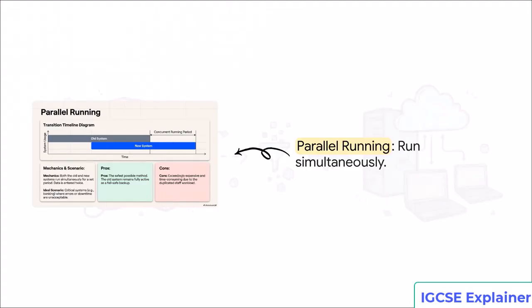Here, both the old and new systems run simultaneously for a set concurrent period. Data is literally entered into both systems twice. The major pro is that this is the safest possible method. The old system remains fully active as a fail-safe backup.